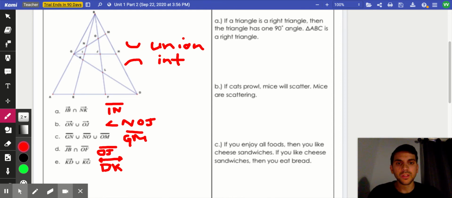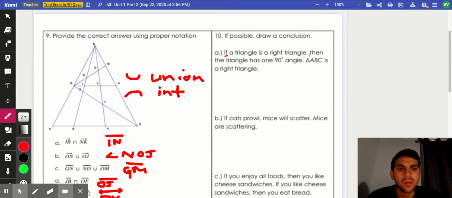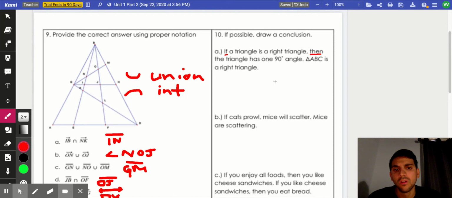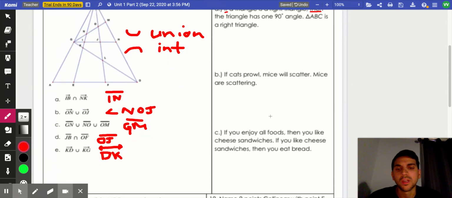All right, let's look at these on the side. It says, if a triangle is a right triangle, then the triangle has a 90-degree angle. Triangle ABC is a right triangle. So you want to determine if there are any conclusions. This is an if-then statement, which means if a triangle is a right triangle, then that triangle has a 90-degree angle. So the conclusion you can make is, if ABC is a right triangle, then it has a 90-degree angle. Not going to write that down. You have the answer to that.